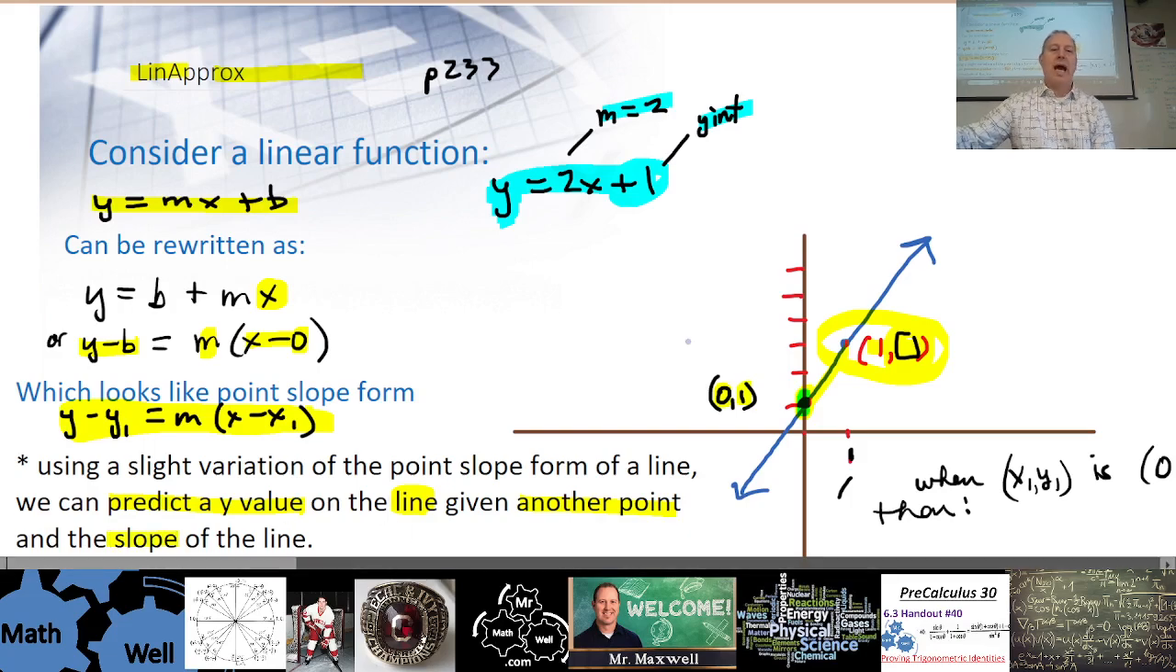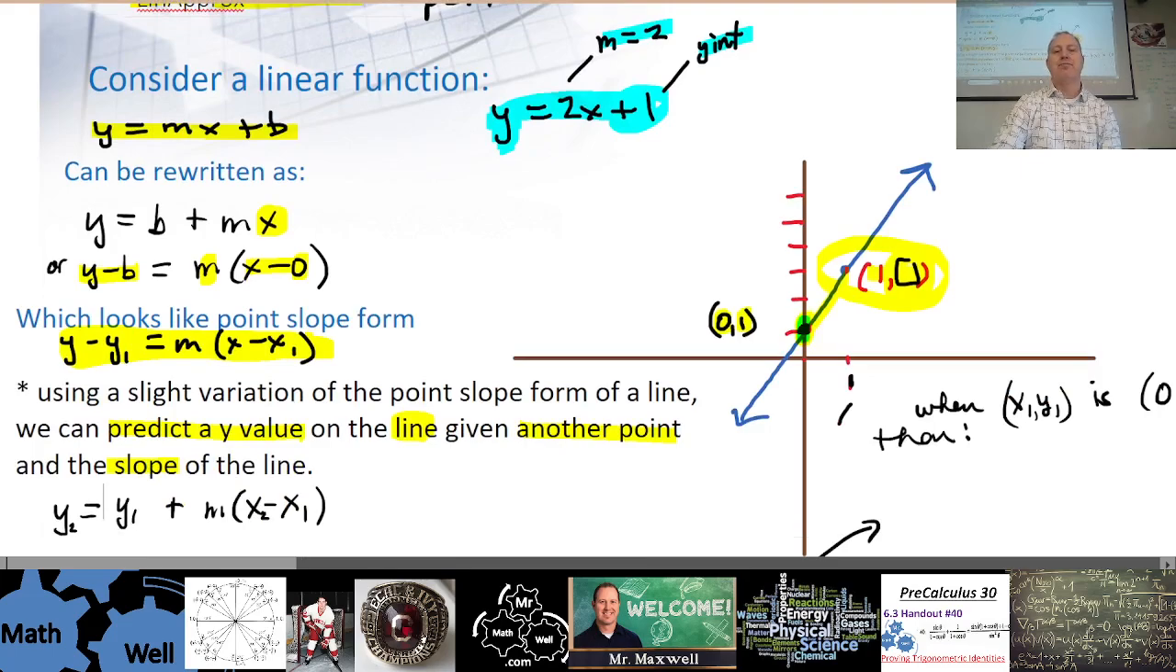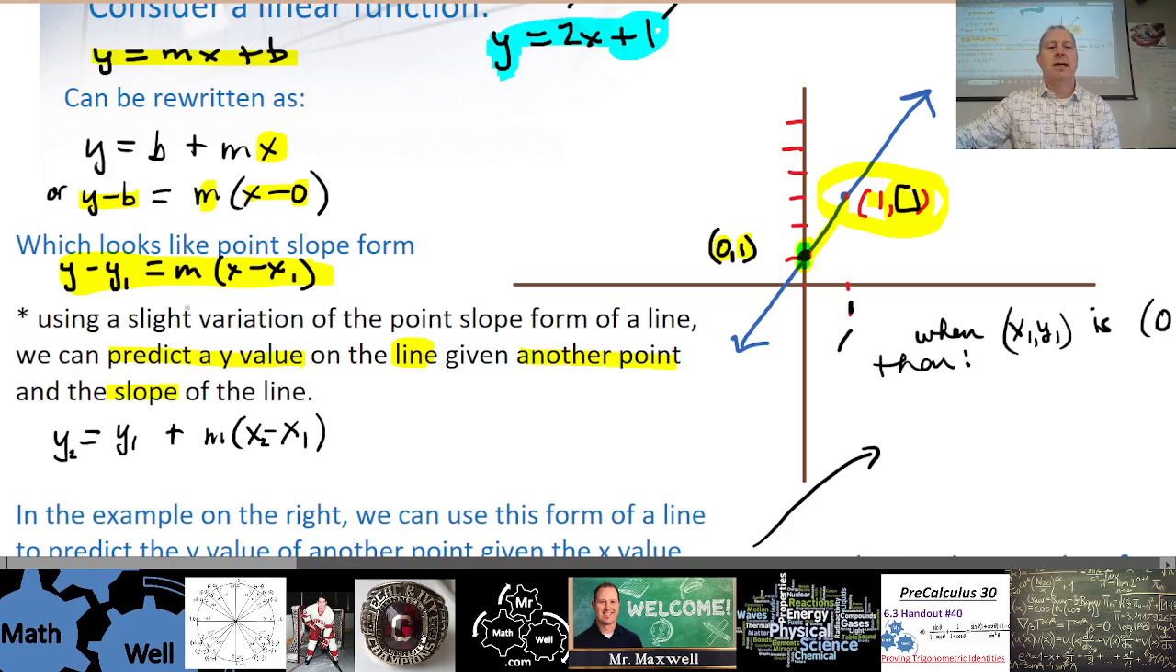All right, so we have been doing this before, right? We've generated equations for lines using the point slope form. But if you think about it, if we're given an x value, like I'm given over here, x equals 1, I'm given at another point, and I know the slope, m equals 2, then I can fill in all of the values except for one value, and that would be this y2 right here. I can fill in all the values except for that one, and I can solve for that y value.